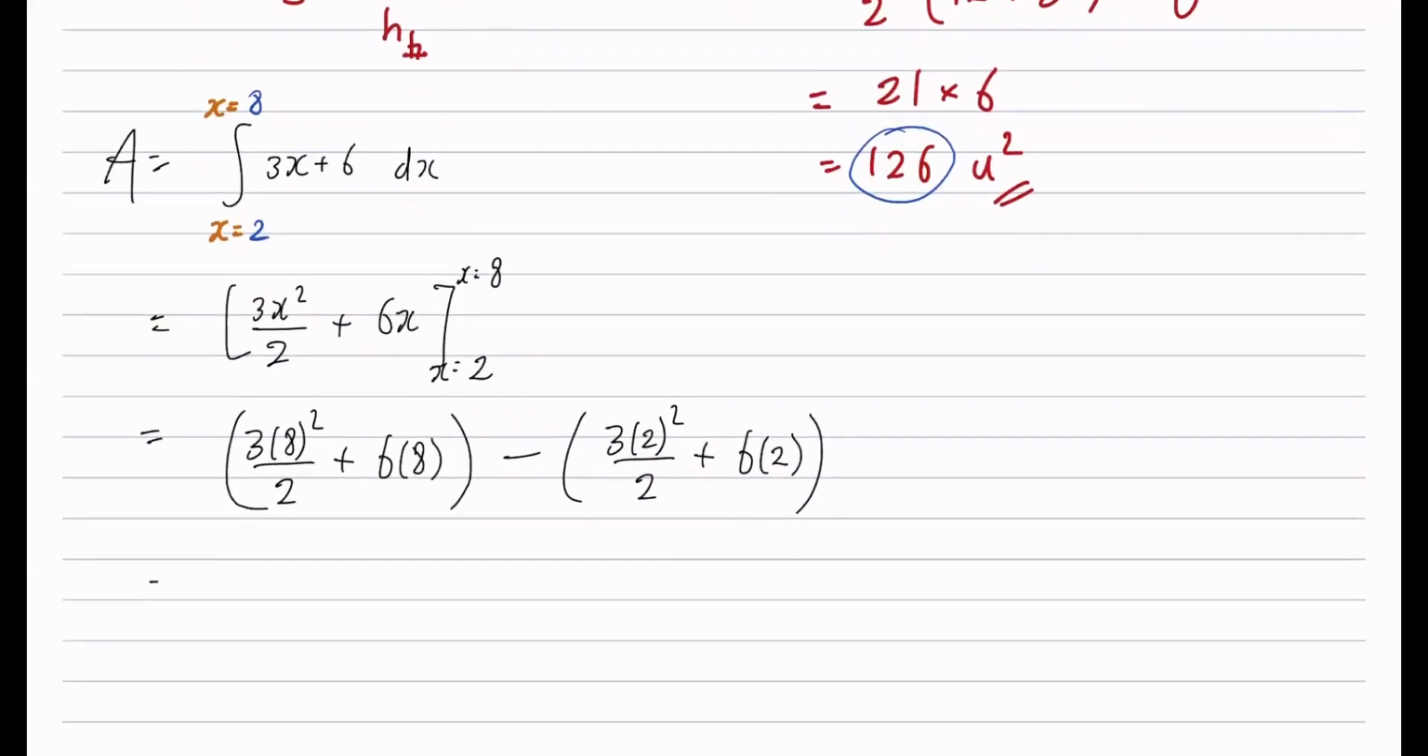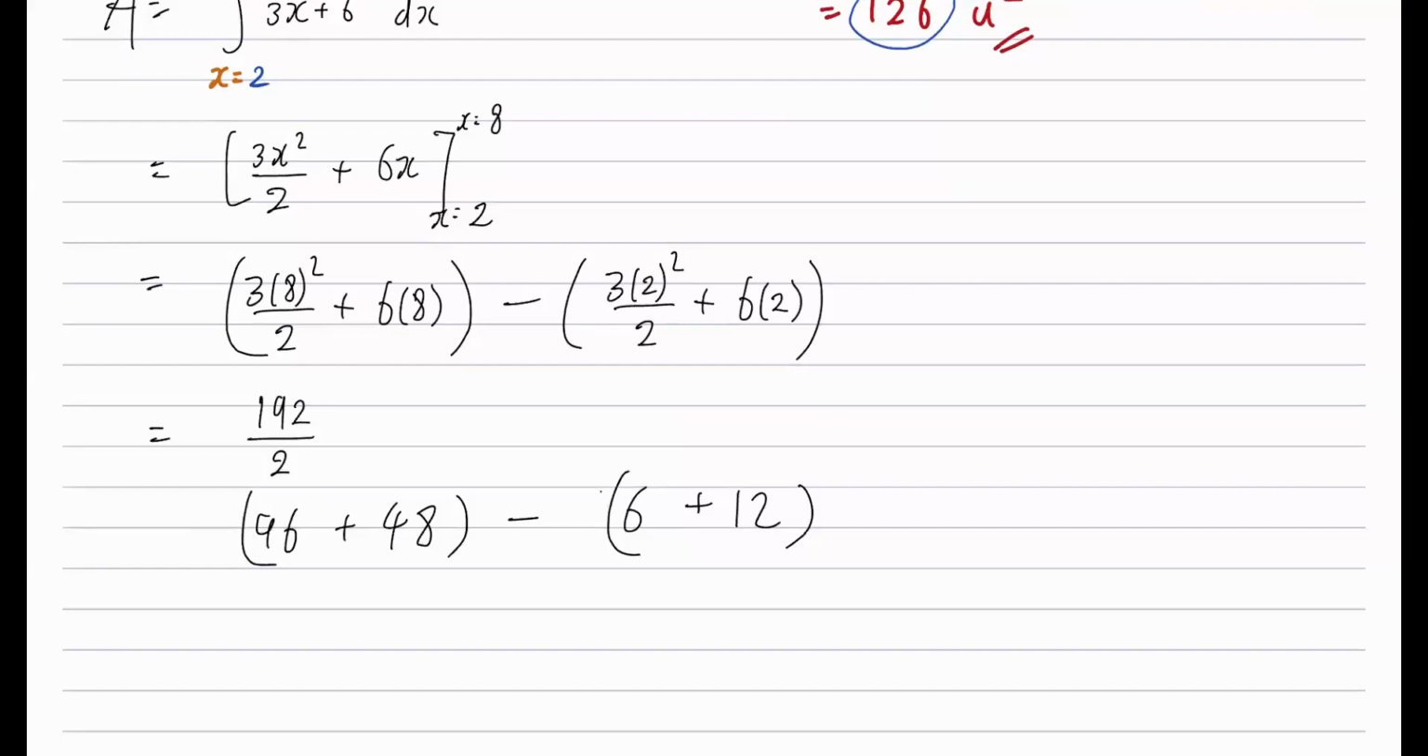Type in a calculator. What do we get? 8 squared is 64, times 3 is 192, over 2 is 96. 6 times 8 is 48. Minus 2 squared is 4, times 3 is 12, over 2 is 6. 6 times 2 is 12. So 96 plus 48 is 144, minus 6 plus 12, which is 18. 144 minus 18 is 126. Ta-dah! Same answer.